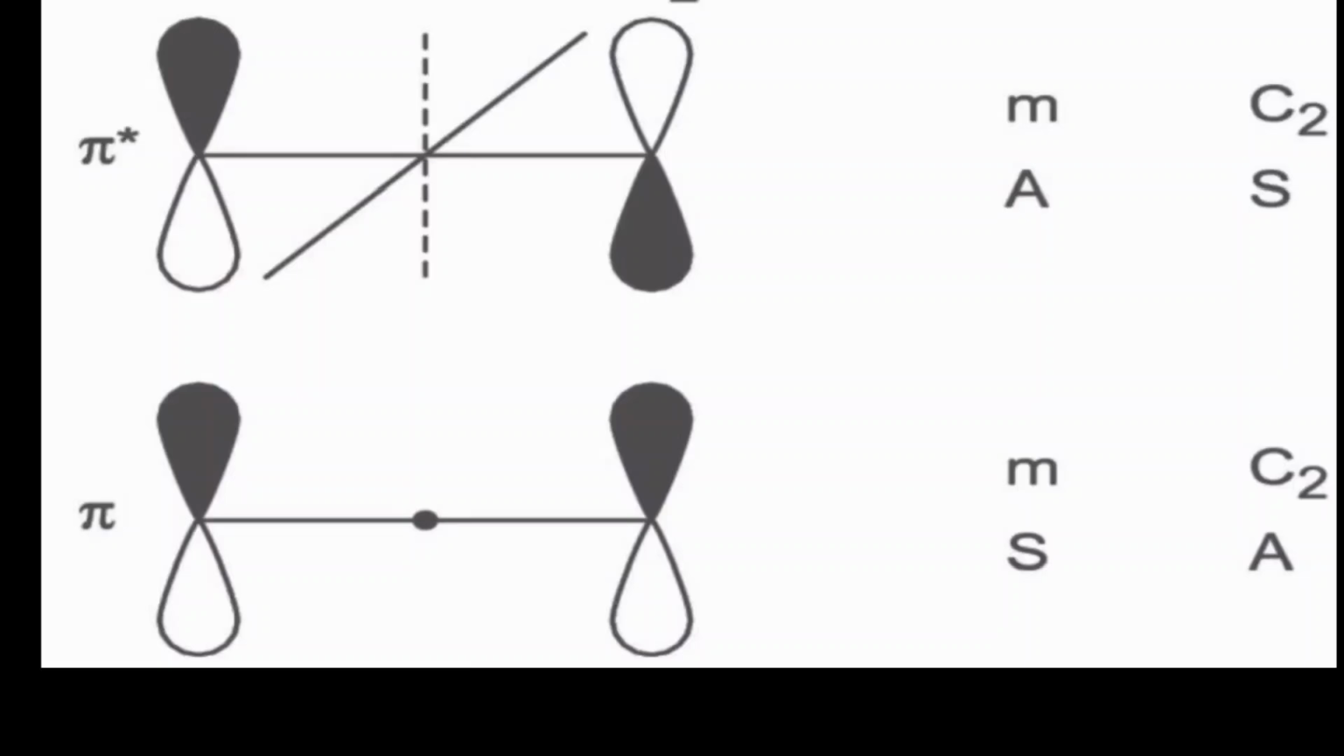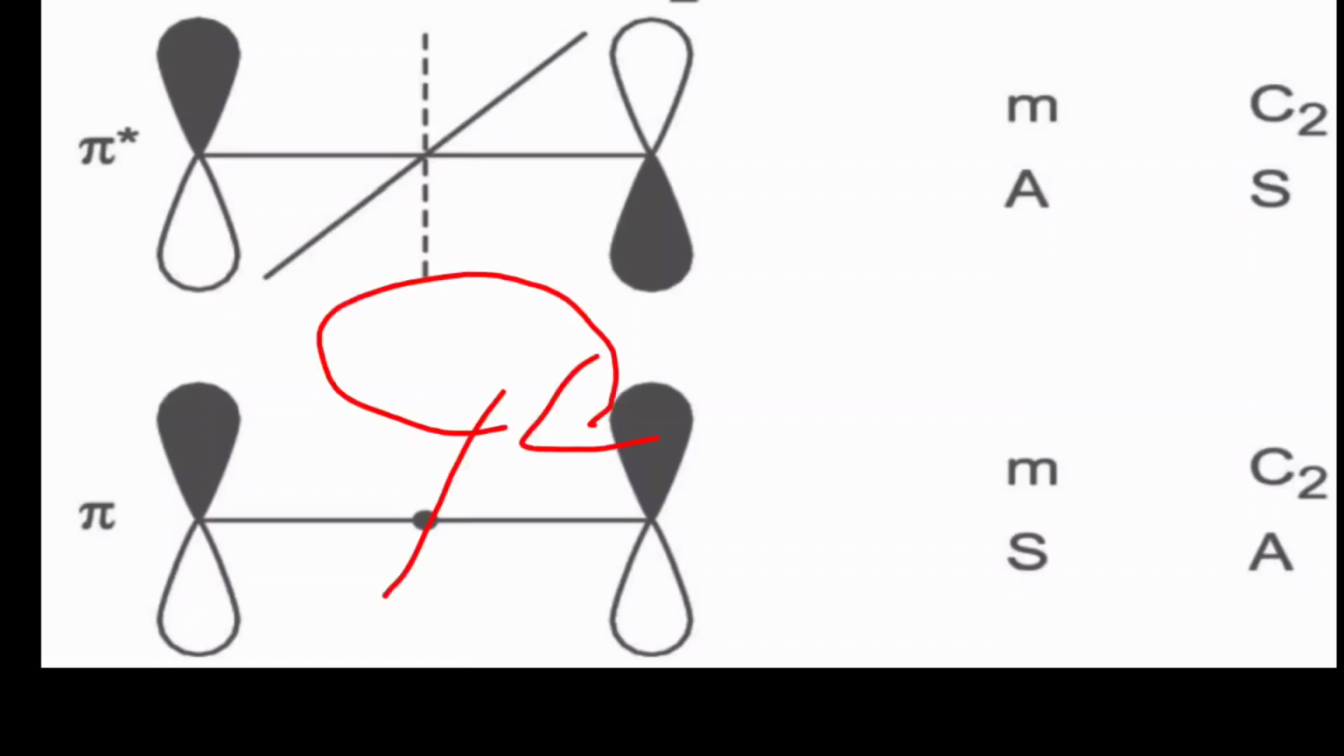Here you place the mirror. So what happened? This one is positive and this one is negative. That means they have opposite signs. So this is asymmetric with respect to mirror plane symmetry. So the pi orbital is symmetric with respect to mirror plane symmetry, whereas the pi star orbital is asymmetric with respect to mirror plane symmetry.